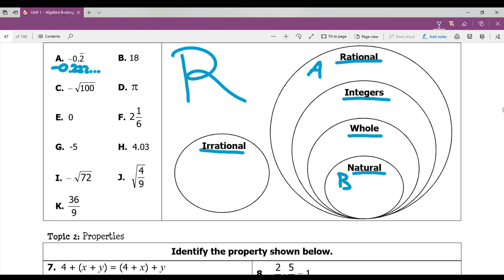Alright, negative square root of 100. If you type that in your calculator, you're going to get negative 10. Okay? Negative 10 is an integer, so I'm going to put C up here in the integers circle. Pi, we know, is irrational. 0, it's all these over here except natural. So 0 is going to go right here in the wholes.